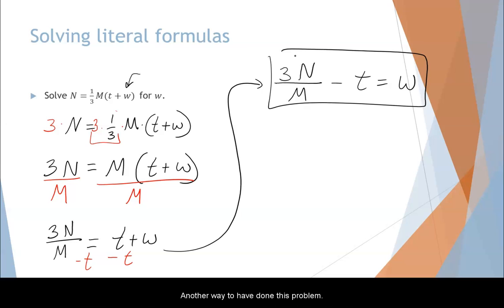Another way to have done this problem is to take that initial 1/3 m and distribute it through, and then solve for w from there. I will leave that up to you.